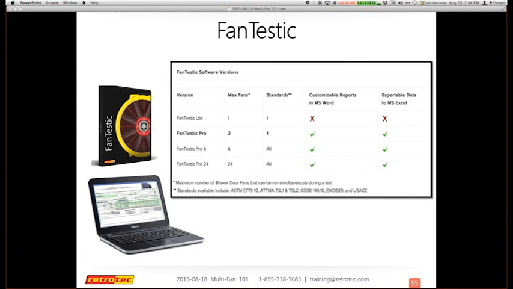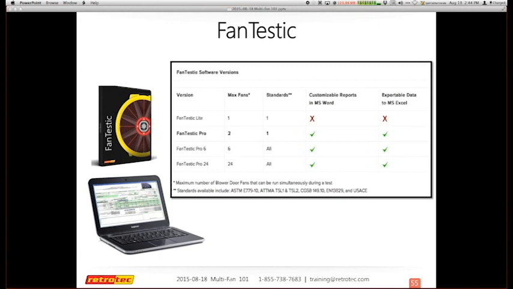So I left this up here so you could see. You can go to retrotech.com if you want to download FanTestic Lite. It allows you to test one fan and one basic standard. You cannot do any kind of Excel or Word output after, and I believe you have 30 or 60 days. You can actually do a lot with the Lite version, and it says, sorry, your time is up, but you can still use it, right? Which is a really great feature.